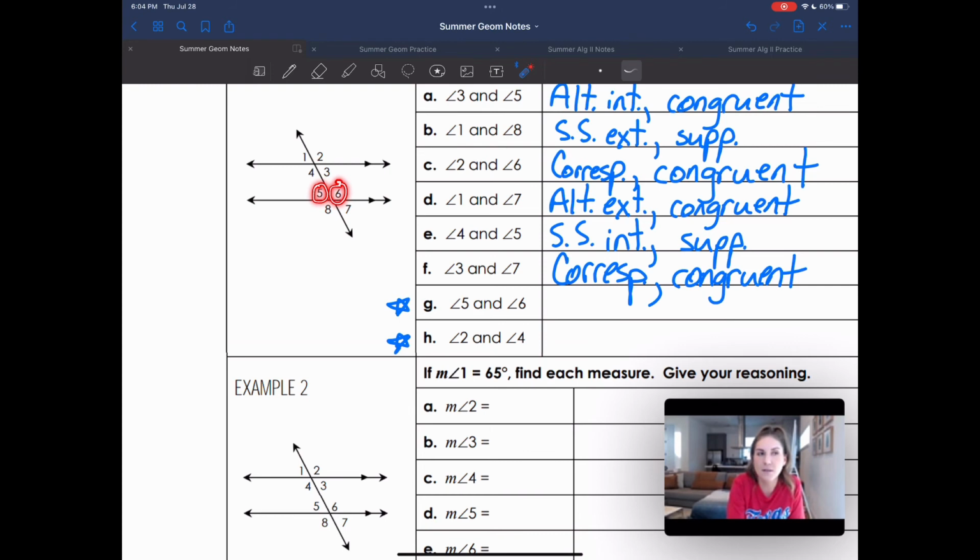They're never going to be alternate interior or same side exterior or corresponding or any of that unless they're pulling an angle from up here and an angle from down here. If they're picking two angles from down here, you're going to be dealing with a different type of term, okay?